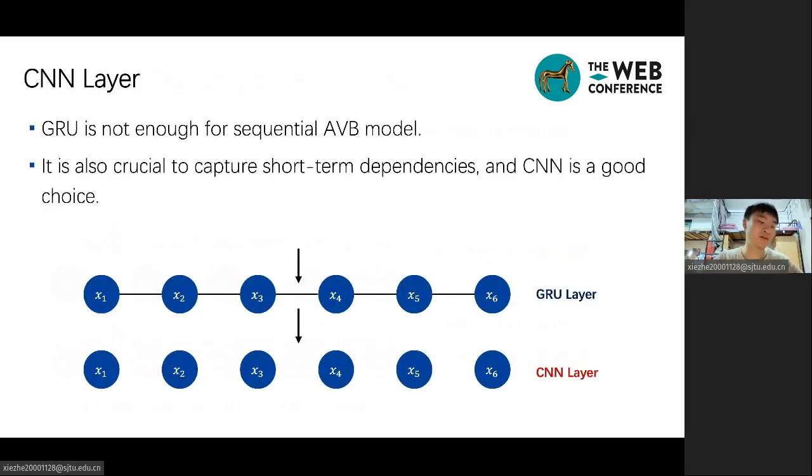And then, as we have discussed before, LSTM and GRU are usually employed in sequential recommendation to capture the long-term dependencies, but they may not be good at capturing the short-term dependencies in the sequence. So here we also employ a 1D convolutional layer to further capture the short-term dependencies.